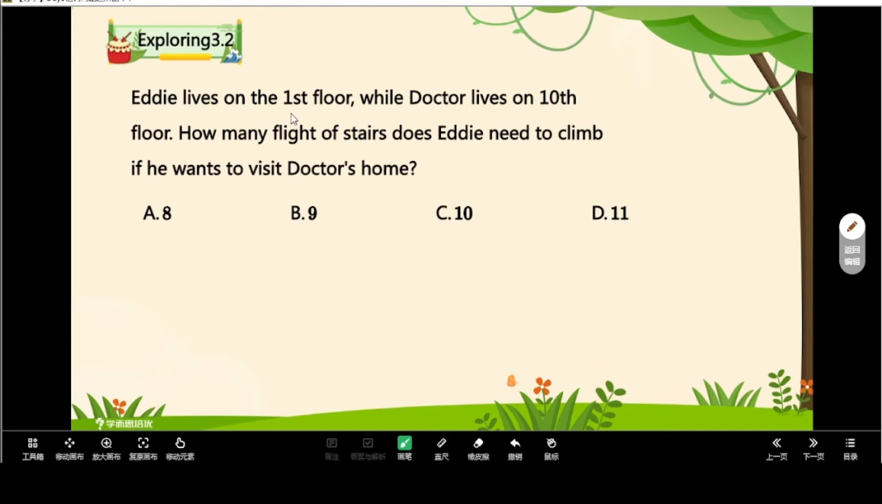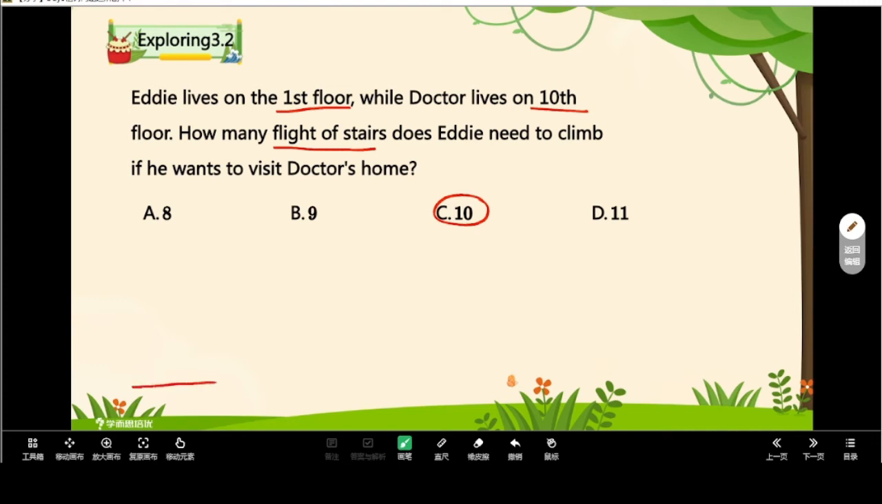Eddie lives on the first floor, while Doctor lives on the 10th floor. So how many flights of stairs does Eddie need to climb if he wants to visit Doctor's home? This time the question is talking about climbing stairs. So can you guess an answer for me first? Many of you guessed 10. So let's check the answer by drawing a diagram.